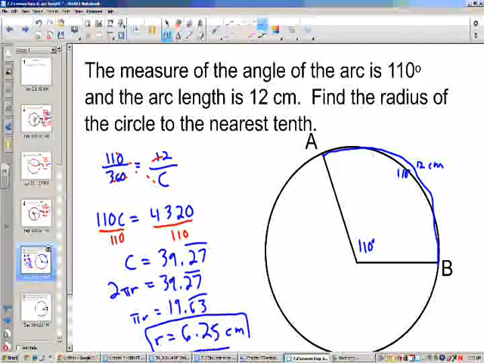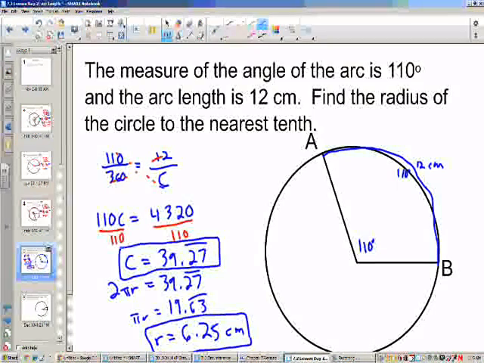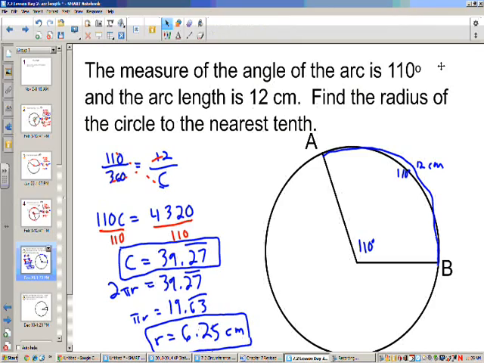Now that's kind of a tricky problem. I think you can do it, but you have to think it through. So the first thing we did was find the circumference, and we found the circumference was 39.27. That's the distance all the way around. And if the circumference is 39.27, we can find the radius by dividing it by 2, then dividing that by pi, and that's what we wanted.